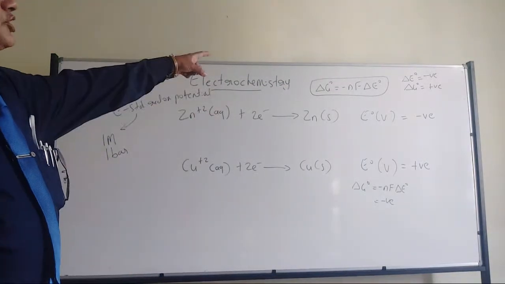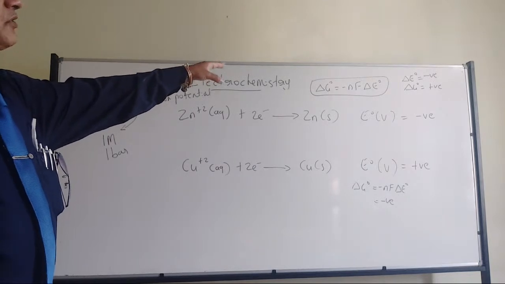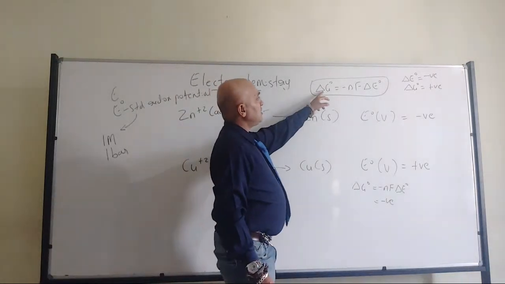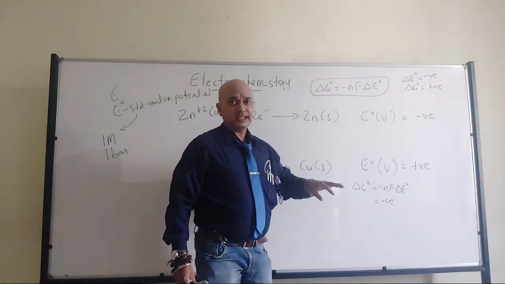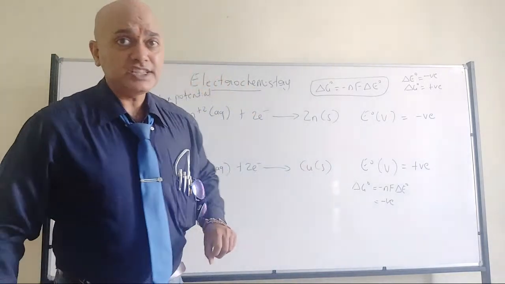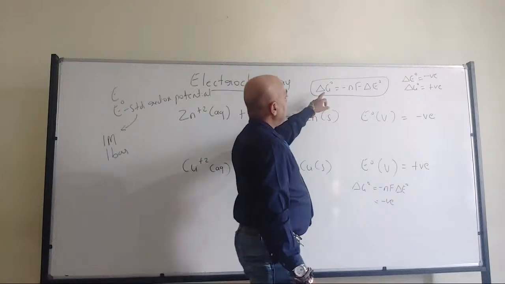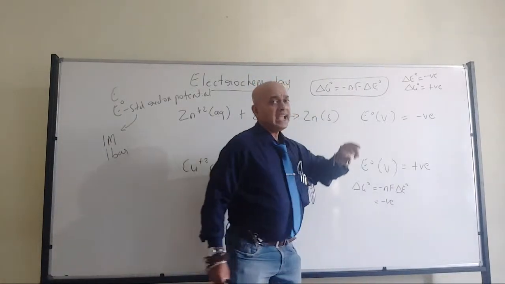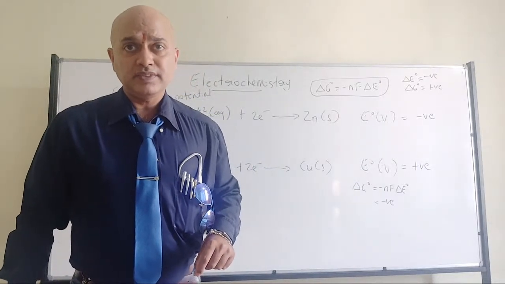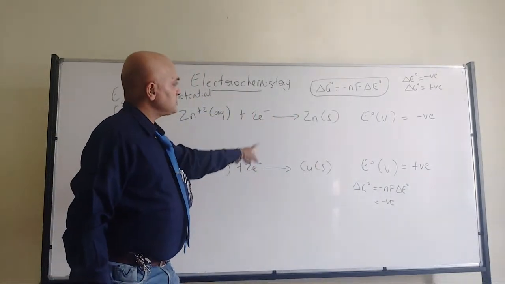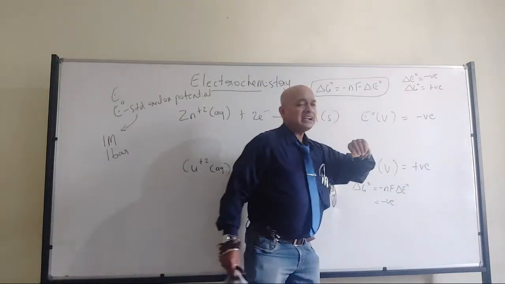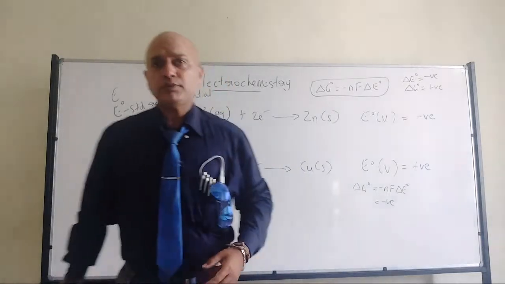So this is the equation. Delta G naught is equal to minus NF delta E naught. So what do you mean by delta G naught? Gibbs free energy. Thermodynamics, you people have studied in the first period. Delta G naught is nothing but Gibbs free energy. So what do you mean by N? N is the number of electrons which are involved in the process. In this case, it is 2 electrons which are involved. F is Faraday's constant and delta E naught is the change in the redox potential.